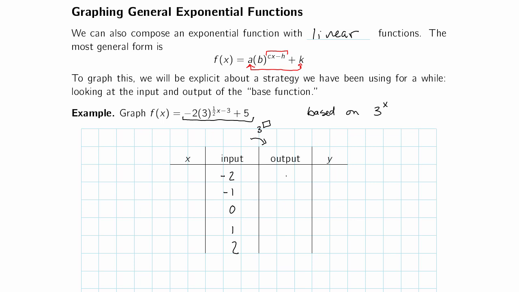So 3 to the -2, that's 1/9. 3 to the -1, that's 1/3. 3 to the 0 is 1. 3 to the 1 is 3. And 3 squared is 9. Okay, so how are we going to use that?